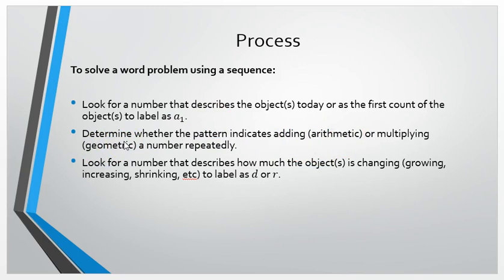Maybe it's like a flat number increase every time. A lot of objects growing are usually arithmetic, or they may indicate some kind of exponential growth, which would usually indicate that you're multiplying by a number over and over again. And then tied to that, very similar to it, look for what number is describing the growth. If they say something like doubling, that would be an indication that it's a geometric sequence and that r equals 2. So you want to try to figure out which type of sequence you have and what that rate of growth is, if it's adding a certain number every time or if it's multiplying a certain number every time.